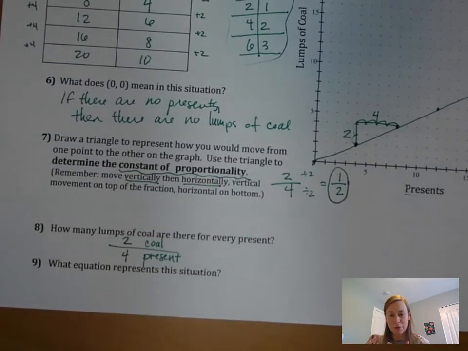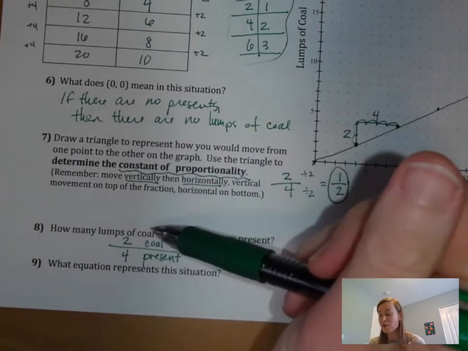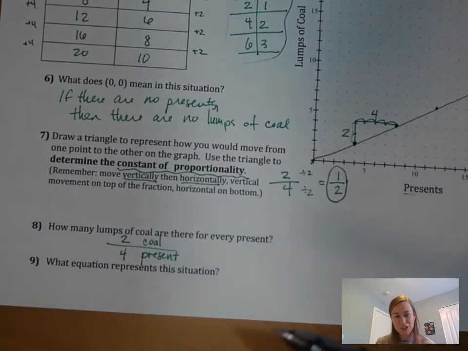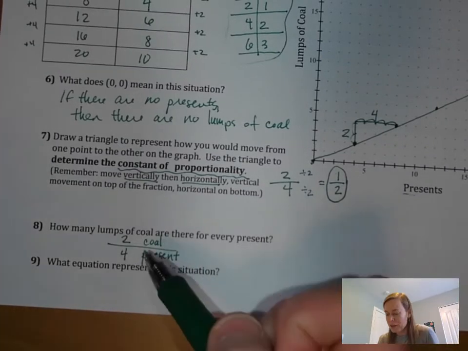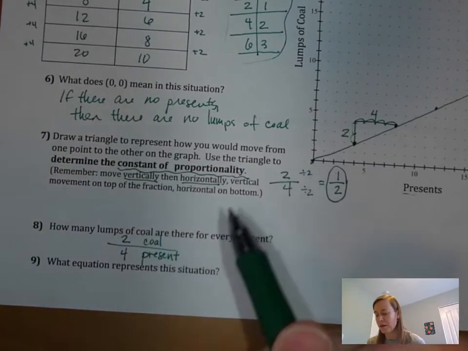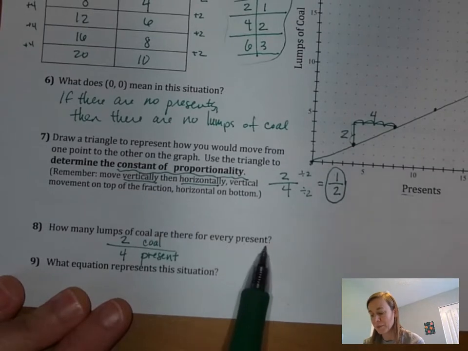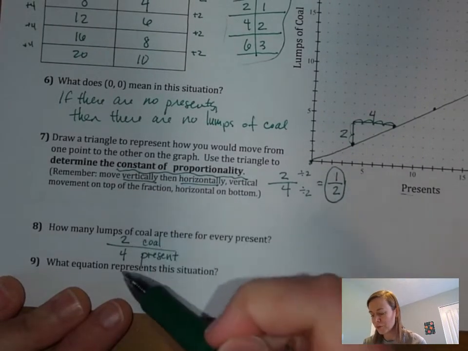So it's kind of backwards. Originally I was thinking presents per lumps of coal, but here it's coal per present. So just make sure you're reading that carefully and putting the first one on top and the second one on bottom. So the coal on top, the presents on bottom. Okay, so 2 coal per 4 presents.